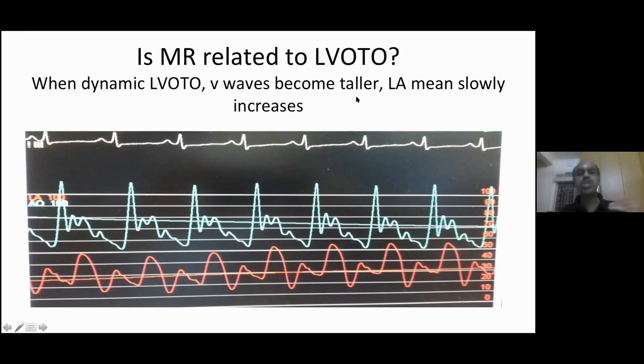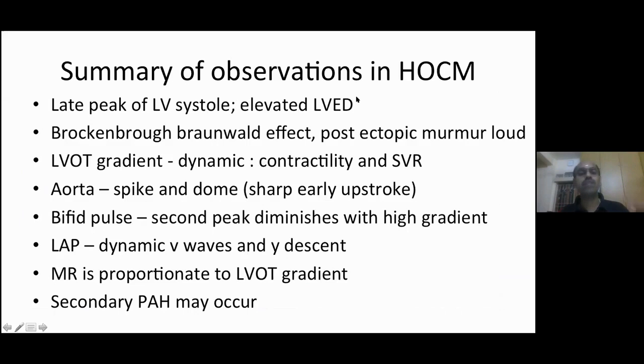So this is in short the hemodynamics of hypertrophic cardiomyopathy. Late peaking of LV systole, elevated LV end diastolic pressure, Brockenbrough-Braunwald defect due to post-ectopic potentiation. This makes the post-ectopic murmur become loud. The LVOT gradient is dynamic, which means it is dependent on contractility and SVR from moment to moment, second to second.